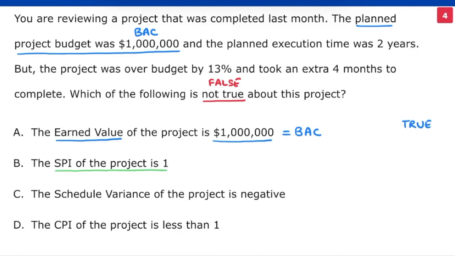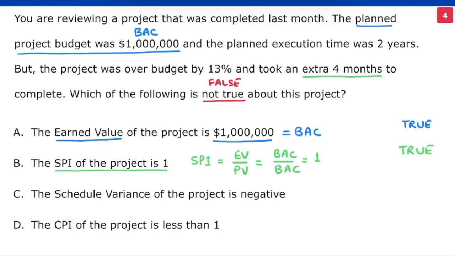SPI of the project is 1. We know that the project was delayed by 4 months. When a project is complete, SPI is always 1. The overall delay doesn't matter. SPI is earned value divided by planned value. EV or the value of work done at the end of project is BAC. We talked about this in option A. Total planned value for the project is also BAC. So, SPI is 1. Option B is also true.